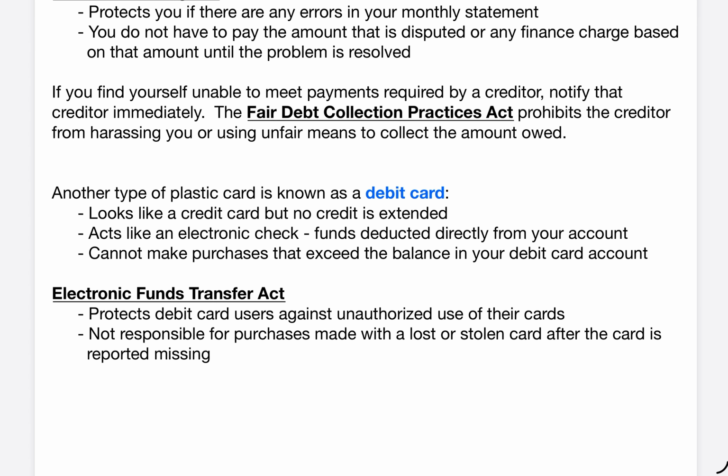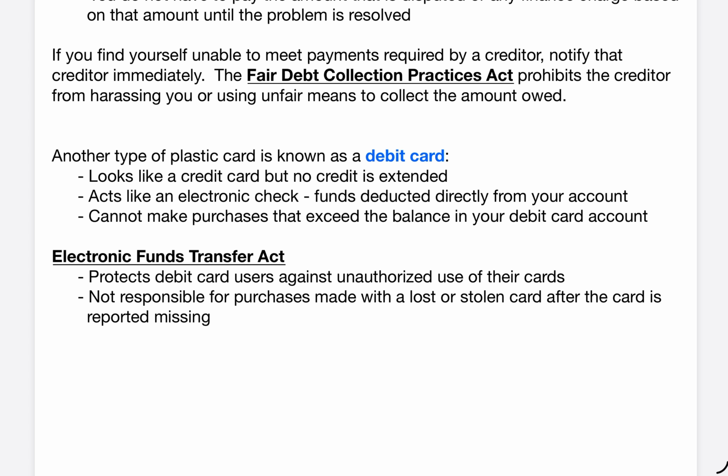Okay. All right, so another type of plastic card that we are all familiar with now is called the debit card. It looks like a credit card and acts like a credit card. The only difference between a debit card and a credit card is that any charges that you make on the debit card come directly from your account, so it's usually tied to a checking account. If your funds are available for the charge, then the charge will go through. If you don't have enough funds, then the charge will not go through.